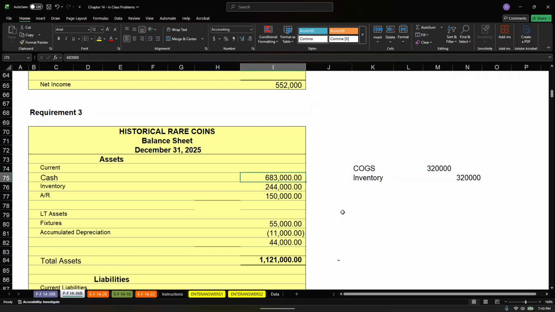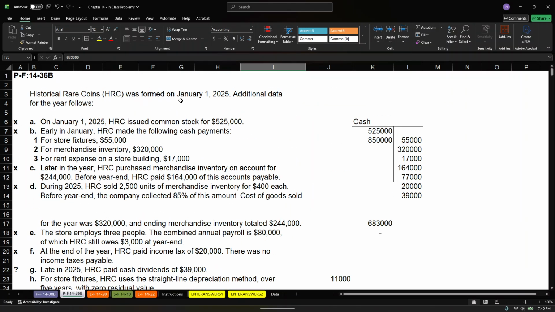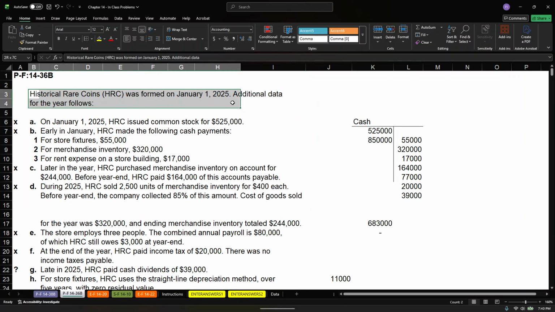But in this case, since it's the first year of the business, which again is stated here, Historical Rare Coins was formed on January 1st, 2025. So that's how we knew that our starting balances were zero.